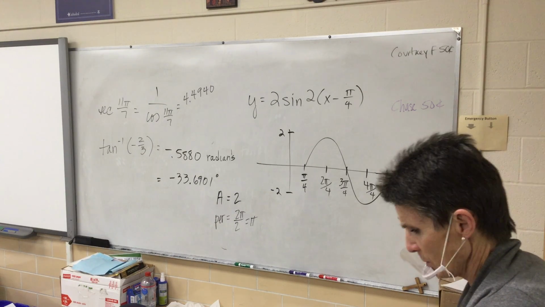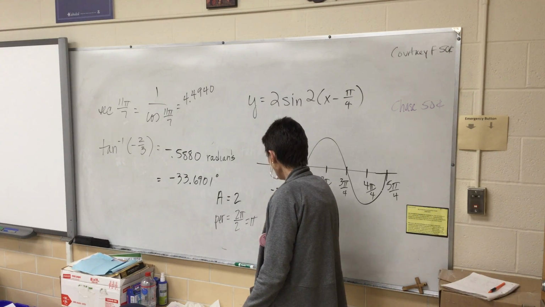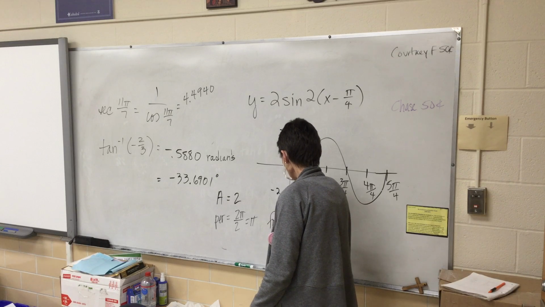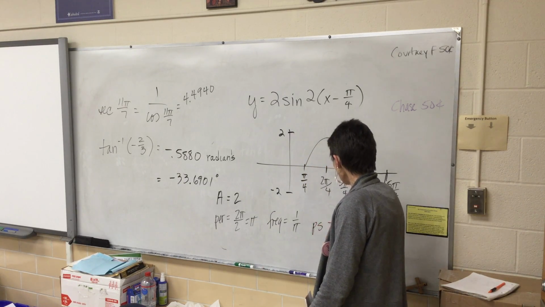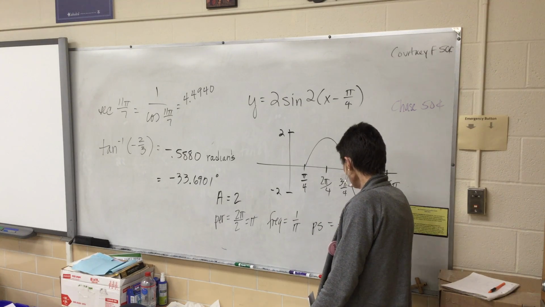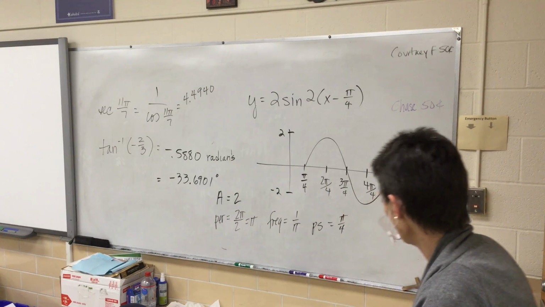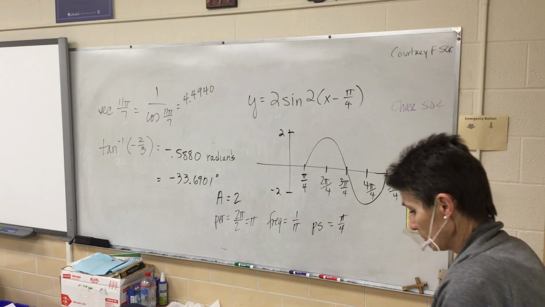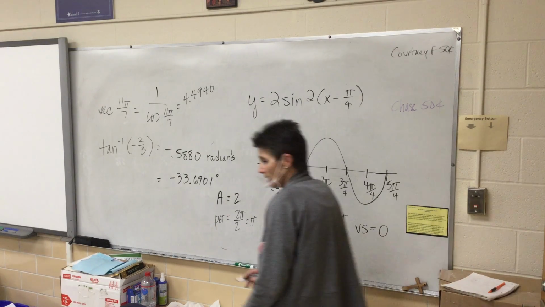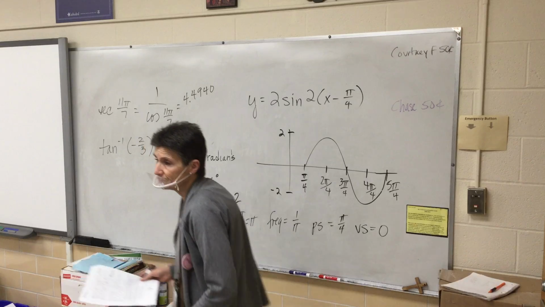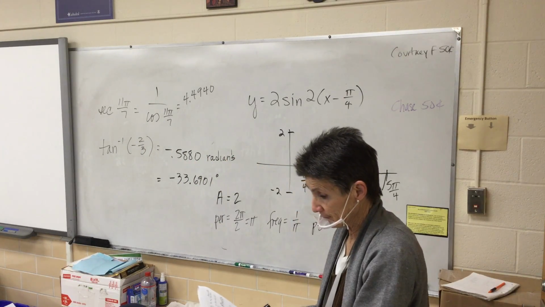I'm done with the picture. What else do I need? I need frequency. If the period's pi, what's the frequency? 1 over pi. I need the phase shift. That is positive pi over 4, or some of you write pi over 4, and that's absolutely fine. And what's my vertical shift? Yeah, 0. I haven't moved it up or down at all. Any question about that?